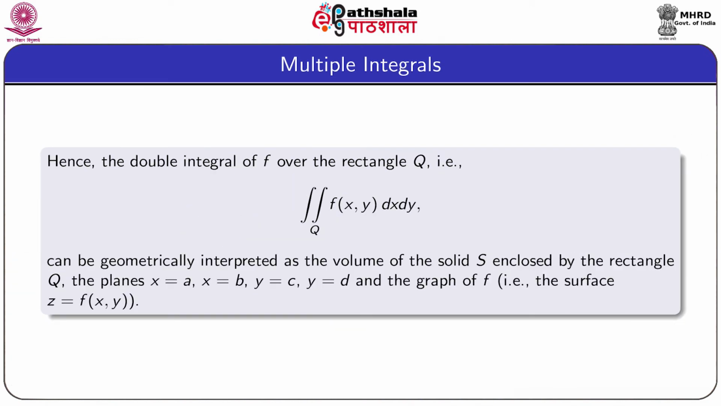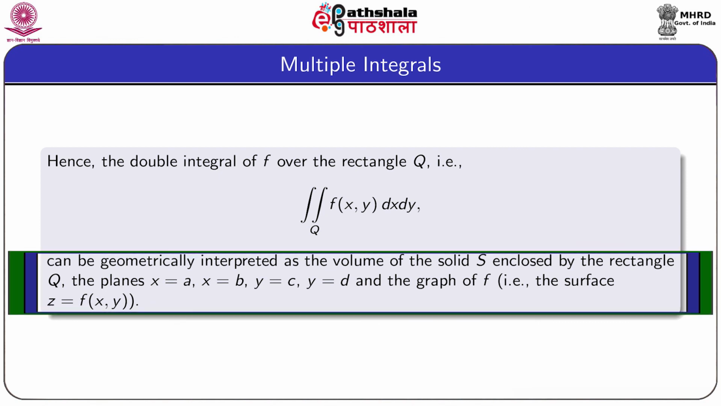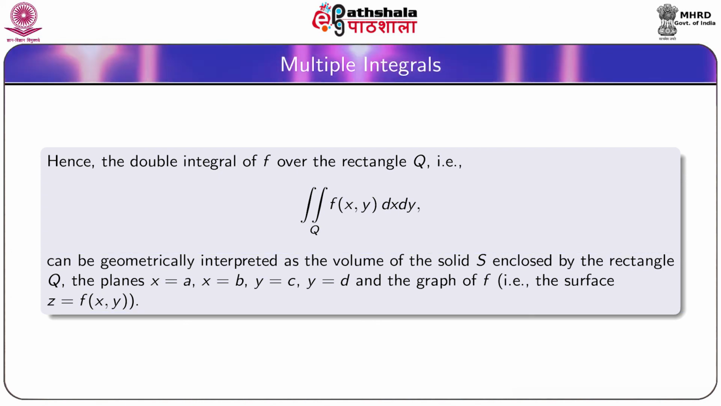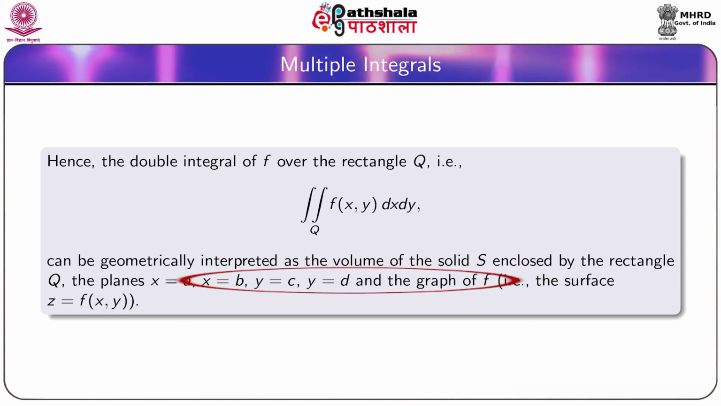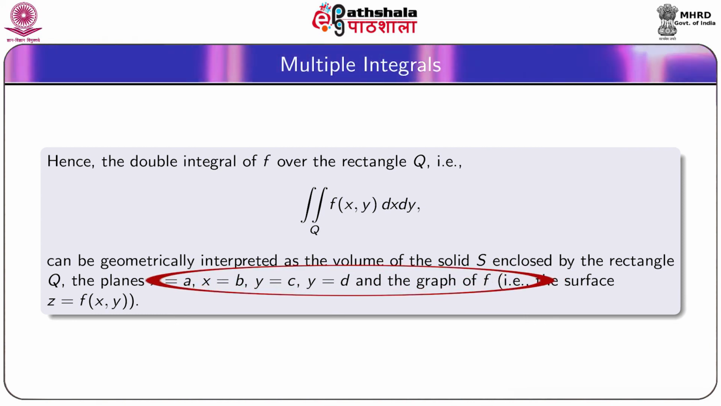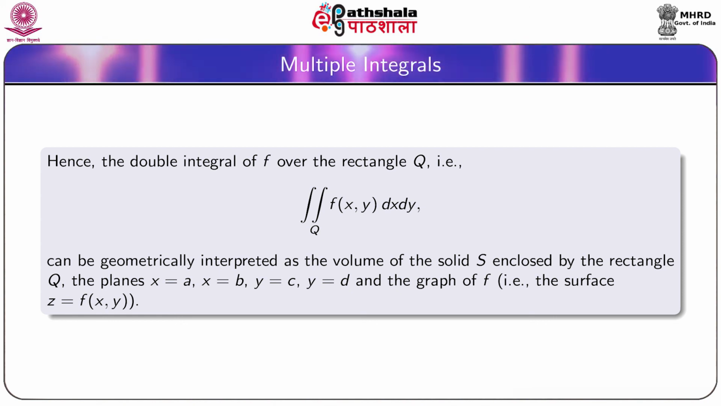Hence, the double integral of f over the rectangle Q can be geometrically interpreted as the volume of the solid S enclosed by the rectangle Q, the planes x equal to a, x equal to b, y equal to c, y equal to d, and the graph of f, that is the surface given by z equal to f(x,y).